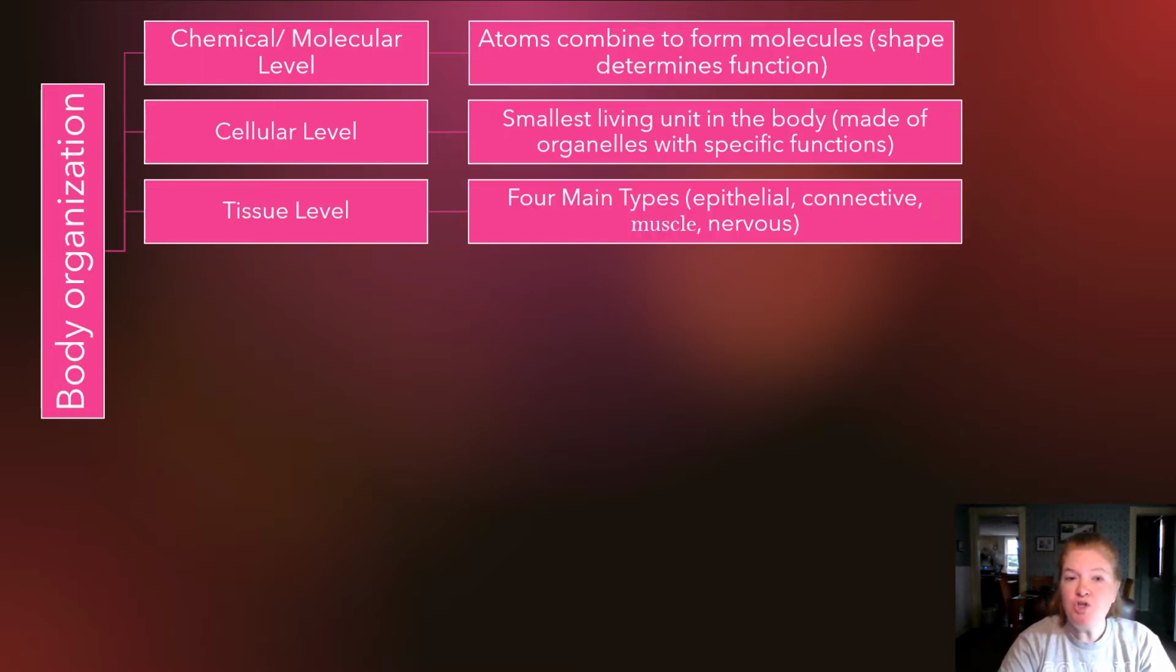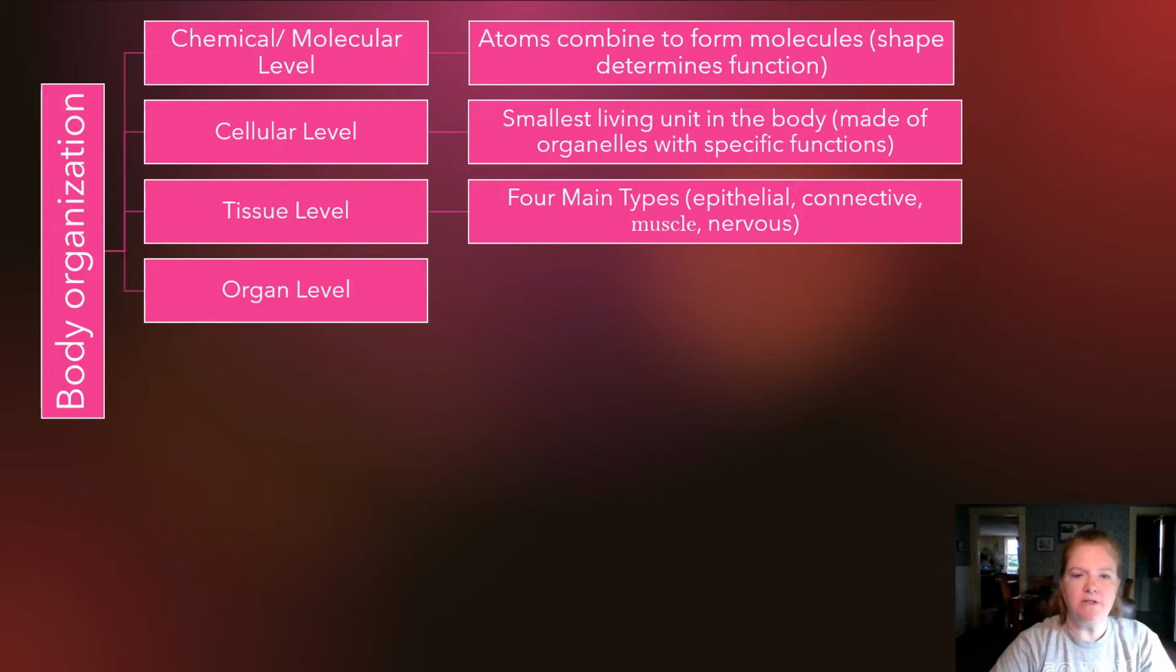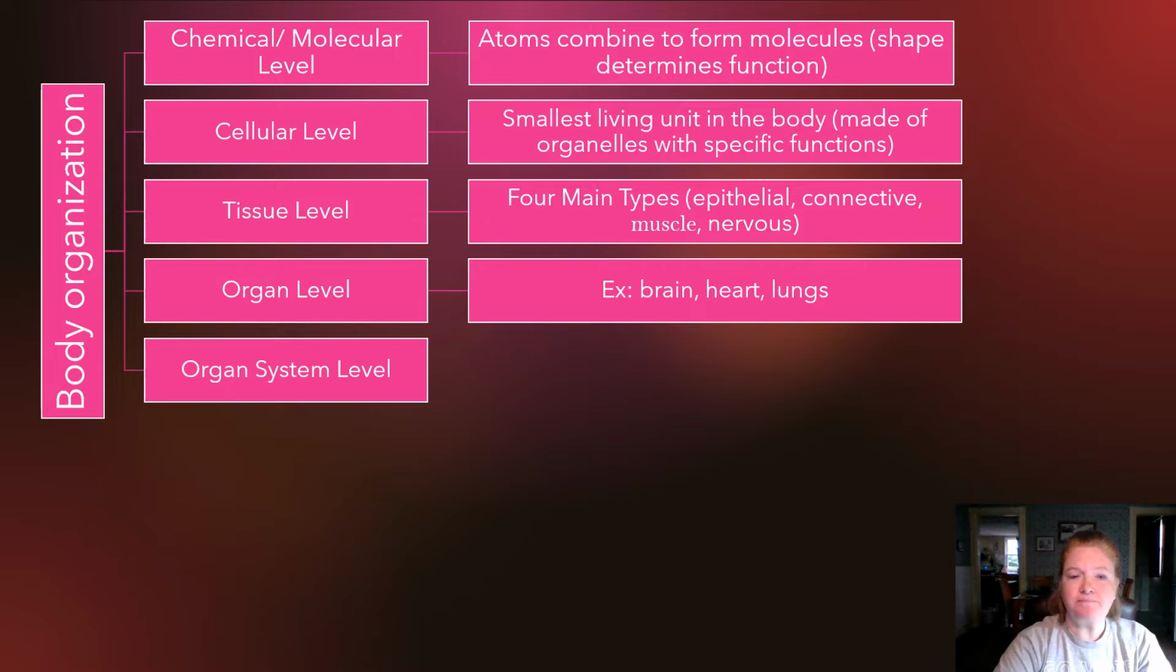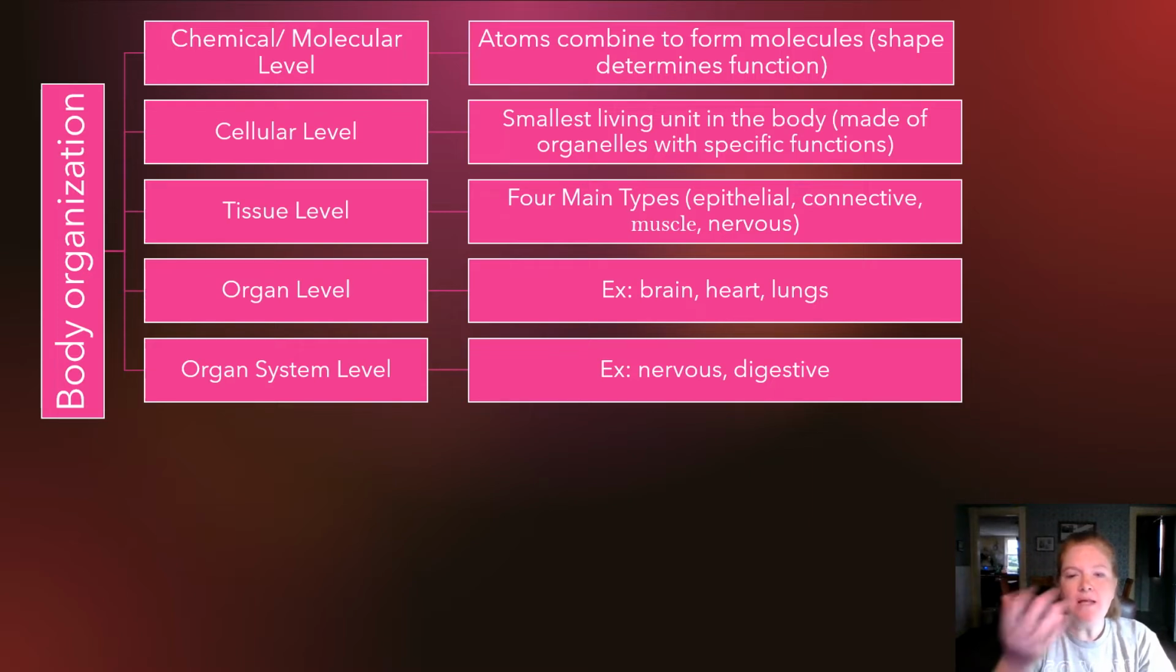And then we have the tissue level. Remember, groups of cells make tissues, and there are four main types of tissues: epithelial, connective, muscle, and nervous. And then we have the organ level, so groups of tissues make organs, and organs include things like the brain, the heart, the lungs, the liver. And then we have the organ system level, so groups of organs are going to make an organ system, and that includes things like the nervous system, digestive system, cardiovascular system.